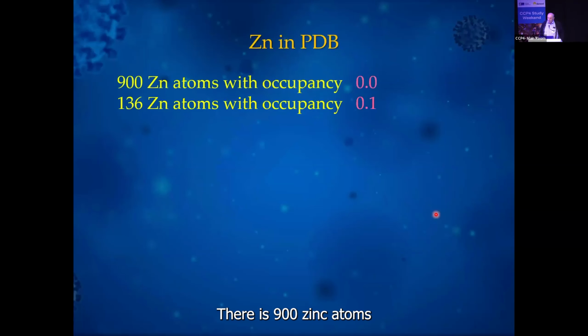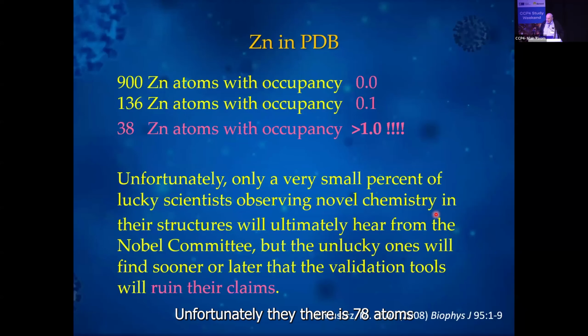Yes, and there are many such problems. There are 900 zinc atoms with occupancy 0 in PDB, 136 with occupancy 0.1. Yes, and you may argue that this is possible. Unfortunately, there are 38 atoms with occupancy higher than 1. I didn't know that when we wrote about something else in a paper in 2008 with Max Kruscht, who was at the time in my lab. Unfortunately, only a very small percentage of lucky scientists observing global chemistry in their structure will ultimately hear from the Nobel Committee. But the unlucky ones will find sooner or later that the validation tools will ruin their claims.